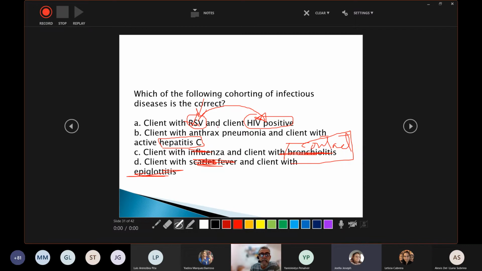Anthrax needs isolation? No, because I need to learn that anthrax is standard, doesn't need isolation. And hepatitis C needs isolation? No, because I need to learn that hepatitis C is standard, doesn't need isolation. Now you understand how you are going to manage this situation? Yes.